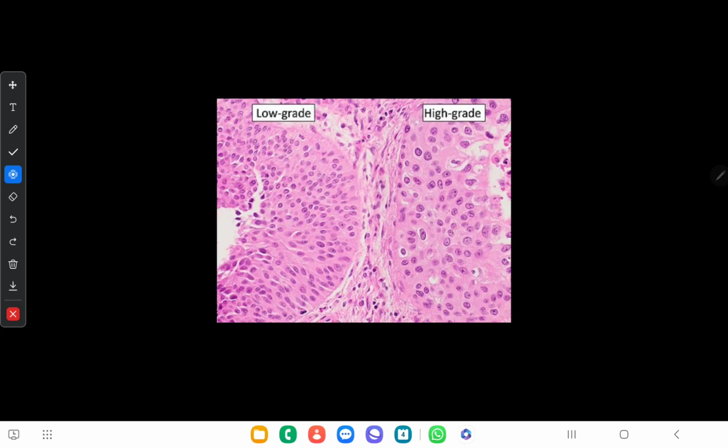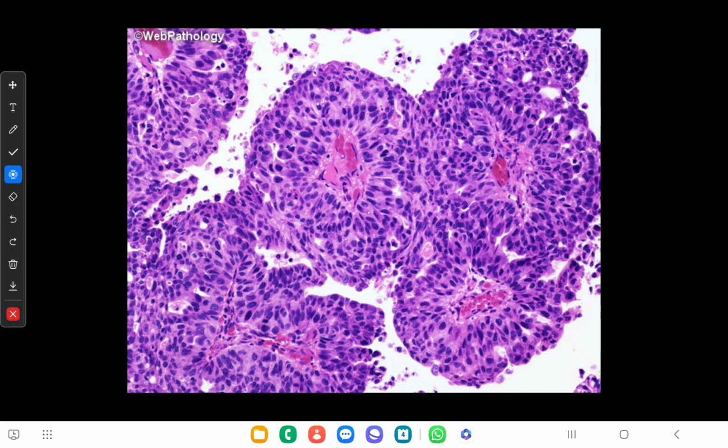Here is a transitional cell carcinoma. Transitional cell carcinoma is divided into two: low-grade carcinoma and high-grade transitional cell carcinoma. In high-grade papillary urothelial carcinoma, there are highly enlarged nuclei and nuclear pleomorphism can be seen. Here you can see nuclear pleomorphism as well as nuclei enlarged compared to the low-grade papillary urothelial carcinoma. Here is a high-grade papillary urothelial carcinoma. You can see a highly pleomorphic appearance.